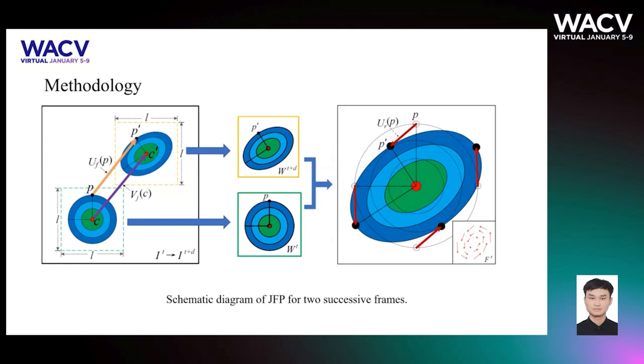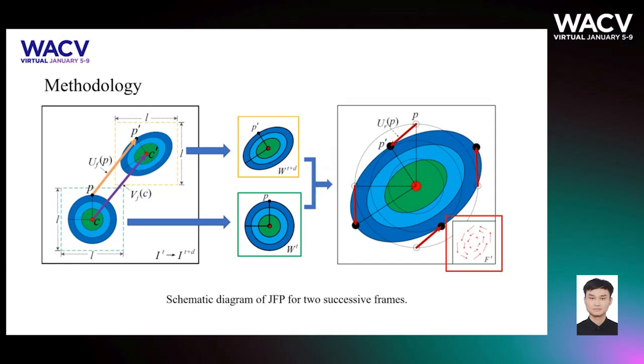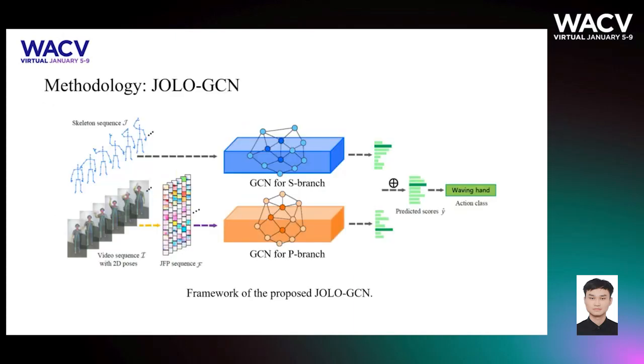After center aligning the JAP pairs, the global displacement of the joint is actually eliminated. Therefore, JFP provides only local subtle motion cues. This is the framework of the JOLO-GCN.